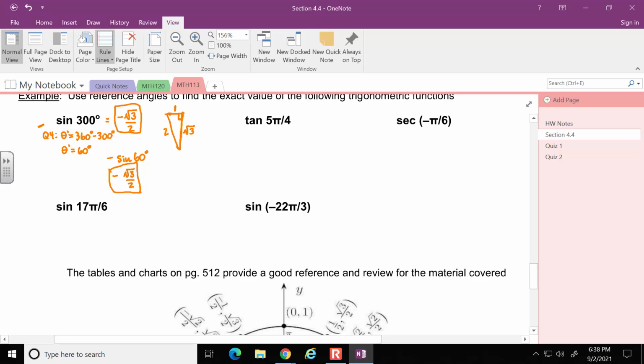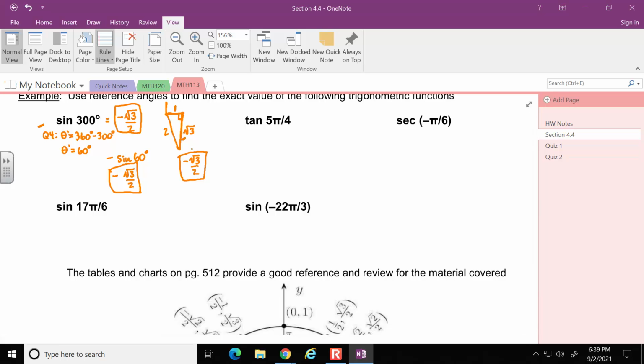Since I am in quadrant 4, my x-coordinate is positive, my y-coordinate is negative. So now I've got this triangle, and I can figure out that the sine is the opposite over the hypotenuse, negative square root of 3 over 2. So I am open to using other methods, but that's probably what I'm going to do. If you see me doing these in class, I'm probably going to be sketching out my triangles and doing them that way. If you use the unit circle or you use this sketch, that's fine too.